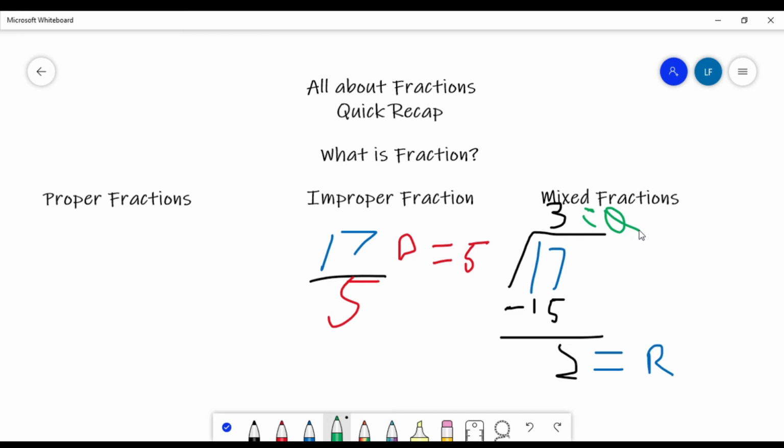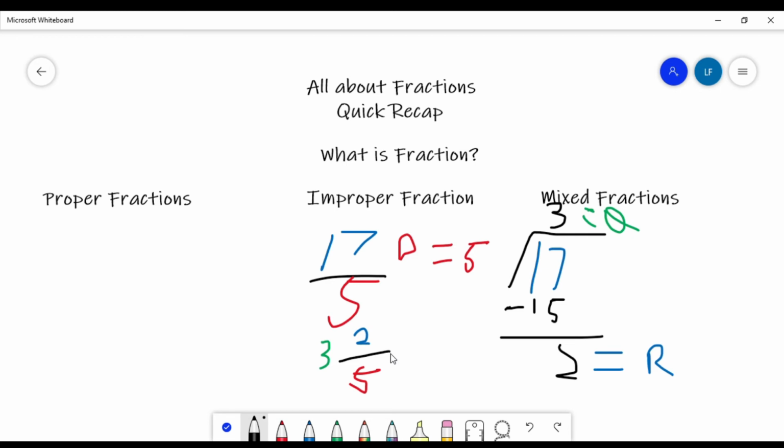So we can write this as 3 and 2 by 5, right? Okay, now we got to know it, but we need the formula.